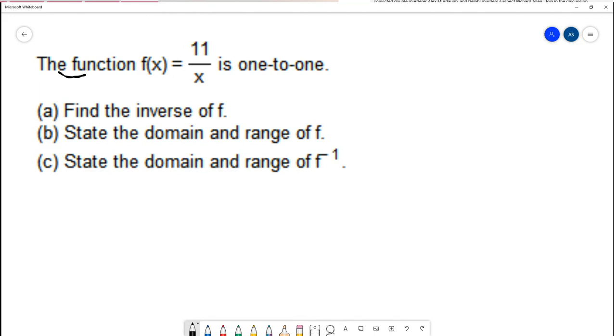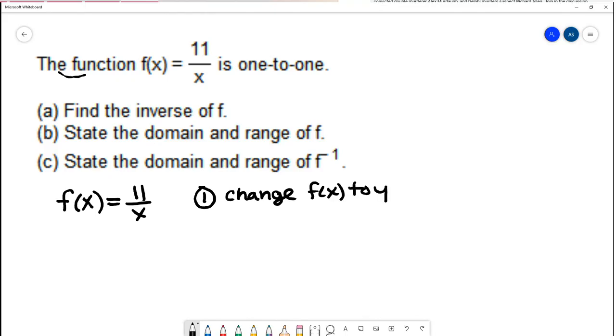So to find the inverse of f, I'm going to start by taking my function f of x equals 11 over x. And I like to do this in 3 steps. The first step is to change the notation of f of x to y. So we're going to write y equals 11 over x.